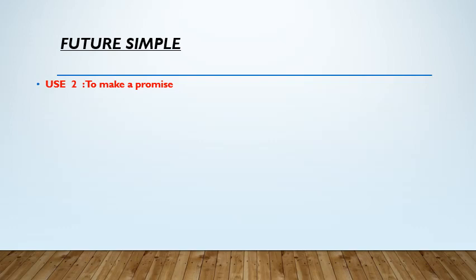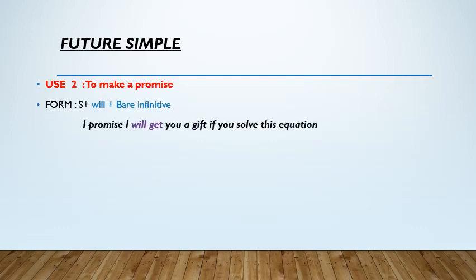So use number two of the future simple is to make a promise. So here first, the form doesn't change. Either we're talking about making a prediction or making a promise. I promise I will get you a gift if you solve this equation. So it is clearly a promise to someone that if he is going to solve this equation, this person is going to get him a gift.